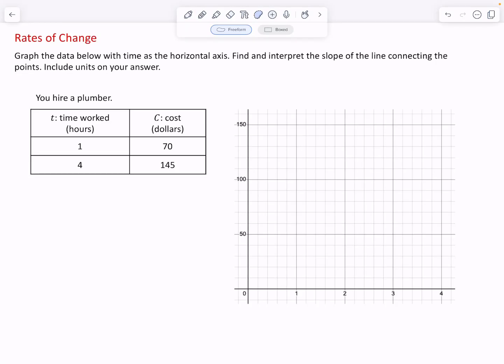Graph the data below with time as the horizontal axis. Find and interpret the slope of the line connecting the points. Include units on your answer. So you hire a plumber.